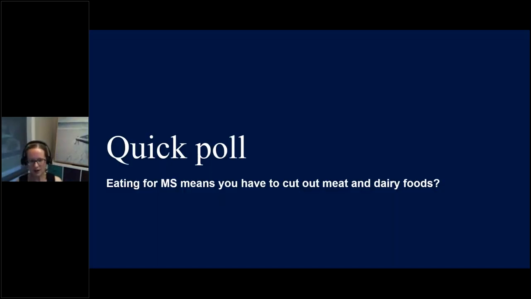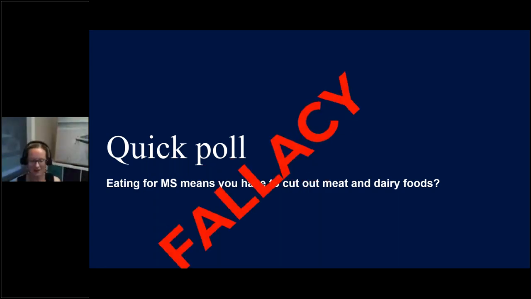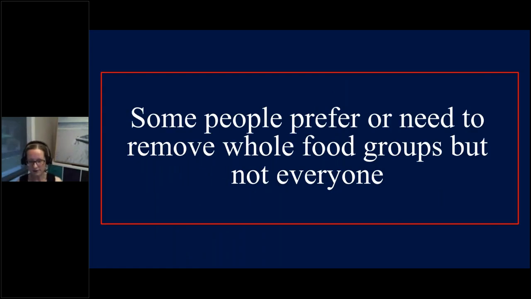So in relation to our poll, at this point, it's looking like it's a fallacy. Like I said, a lot of information, a lot of studies still to continue, but it's looking like we don't all need to cut out meat and dairy, though some people may need to remove certain food groups for various reasons. If you have a lactose intolerance, for example, it probably would be a good idea to remove certain food types that contain lactose. It doesn't mean that everyone needs to remove lactose from their intake, and it doesn't necessarily mean that everyone needs to remove whole food groups, because it can make eating quite difficult when you're removing a lot from your pattern of eating.